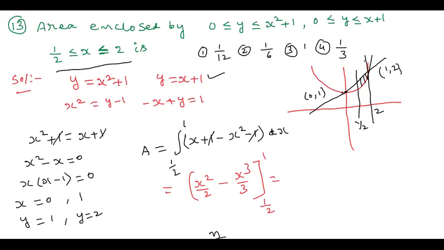Now substitute the limits. If we substitute the upper limit, what do we get? 1 by 2 minus 1 by 3. Minus, substitute the lower limit: 1 by 2 whole square means 1 by 4, denominator 2 is there, we get 1 by 8. Now here minus 1 by 24. Now do this calculation. Finally, you will get the answer 1 by 12. So that means the first option is correct.